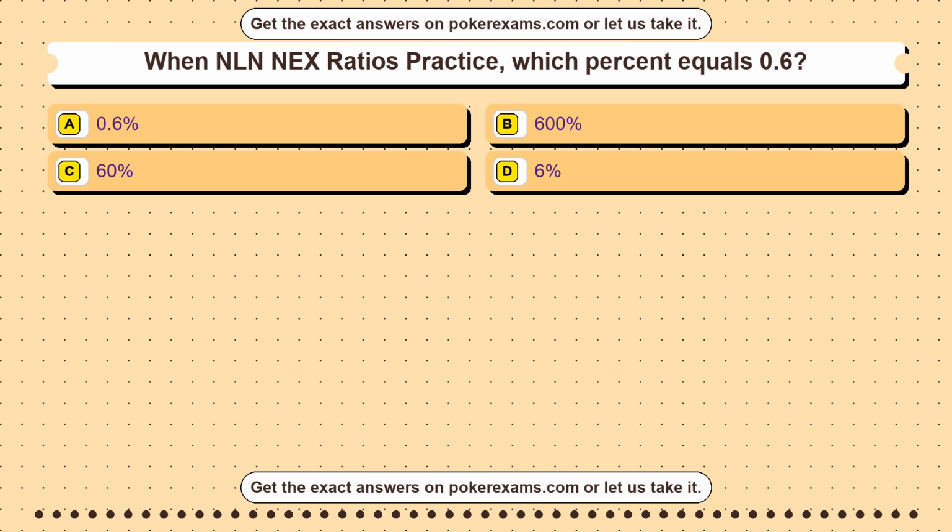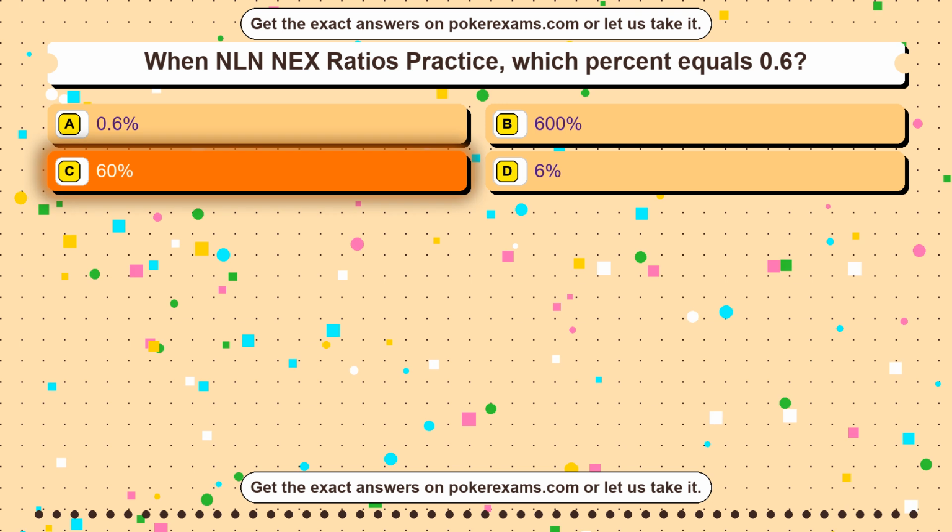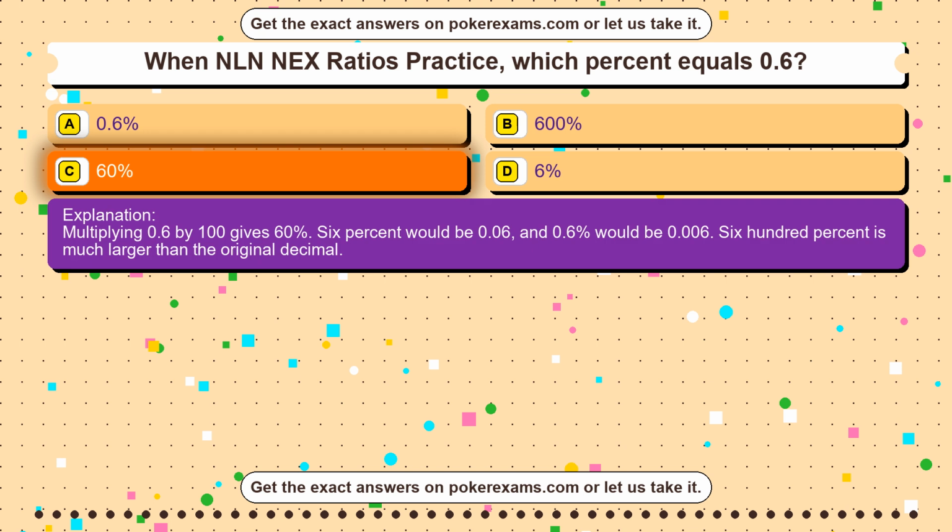Question 19. When NLN NEX Ratios Practice, which percent equals 0.6? Option A 0.6%. Option B 600%. Option C 60%. Option D 6%. The correct answer is option C. 60%. Multiplying 0.6 by 100 gives 60%. 6% would be 0.06, and 0.6% would be 0.006. 600% is much larger than the original decimal.